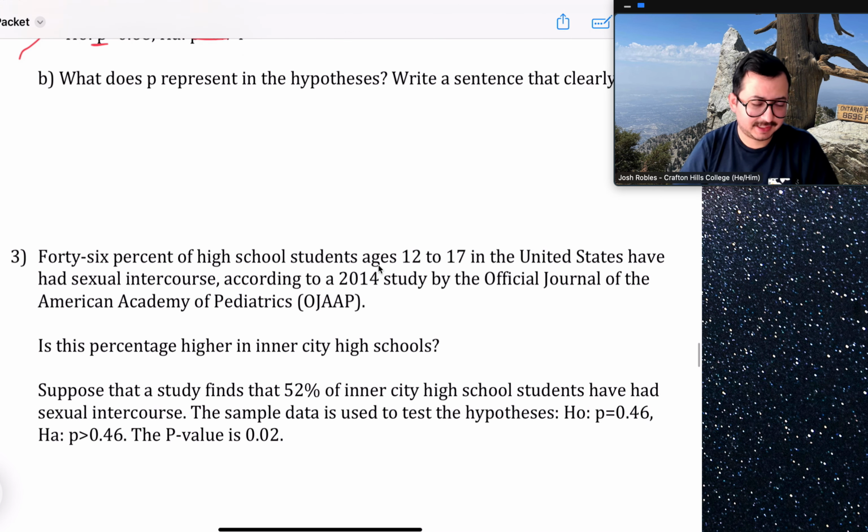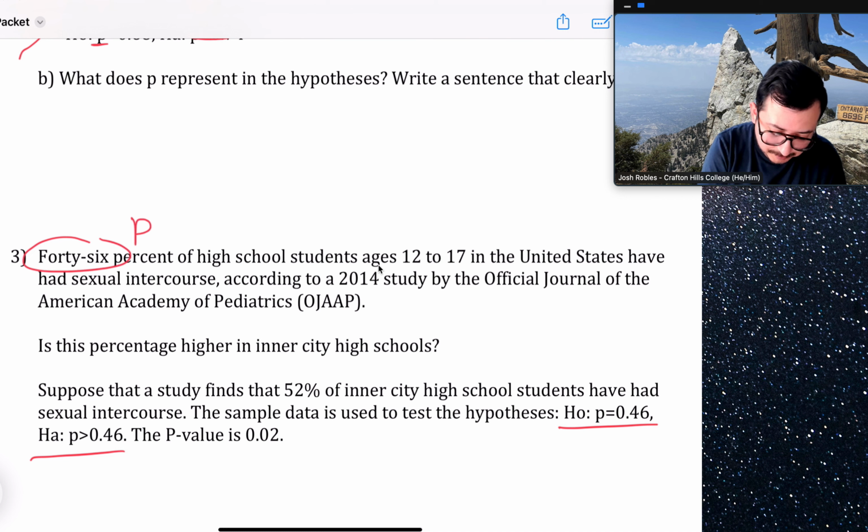All right, interesting example here. 46% of high school students aged 12 to 17 in the US have had sexual intercourse from a 2014 study of blah, blah, blah. All right, is this percentage higher in inner city schools? So for some reason you think inner city schools, this is going to be higher. Right, so a survey finds 52% of inner city high school students have had sexual intercourse. So your idea is correct. It is higher. Is this large enough that it is actually higher, or is it just in kind of the gray zone? All right, so our hypotheses are written down. The 46% is the p, because the 52% is the p hat.